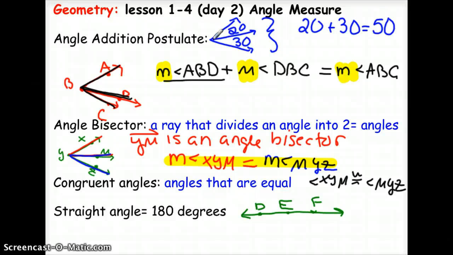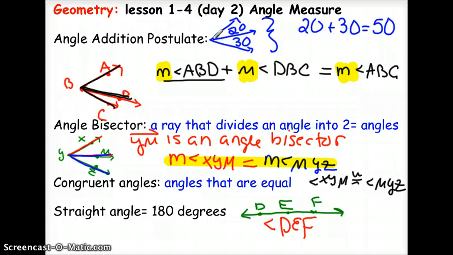I don't know if you have straight angle in your notes. Please add that. A straight angle would be a straight line, and so that would be 180 degrees. And I've drawn an angle here. That angle is angle DEF, and that is a straight angle. Straight angles equal 180 degrees.